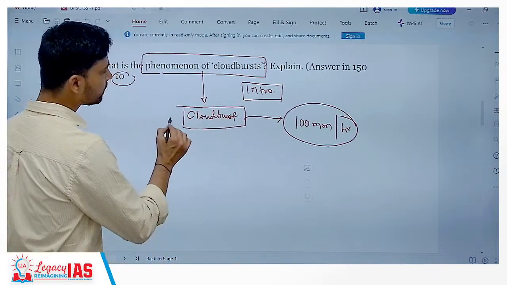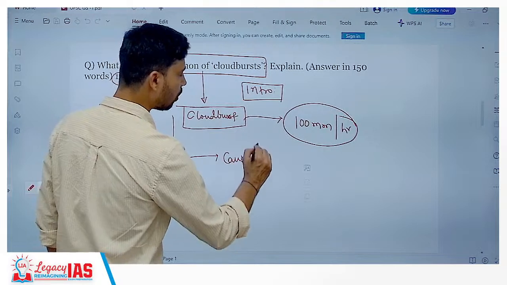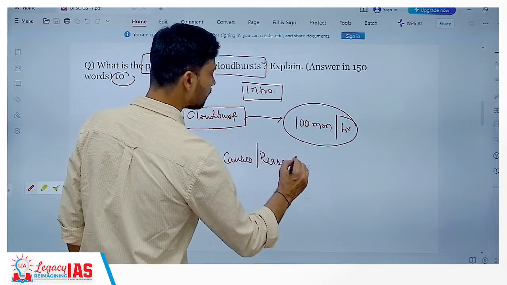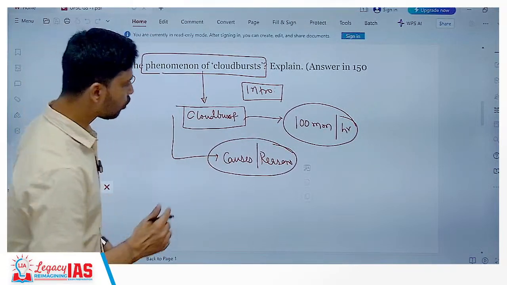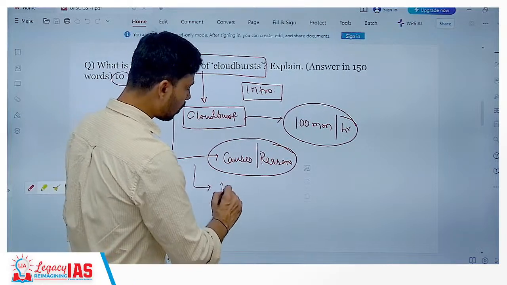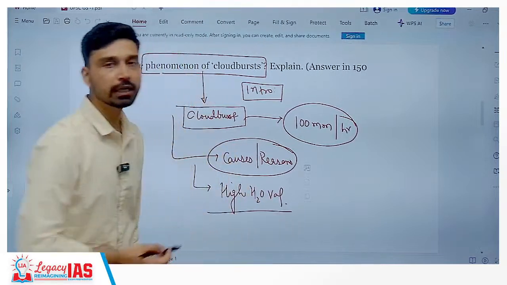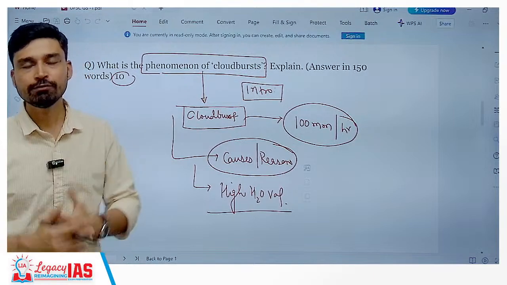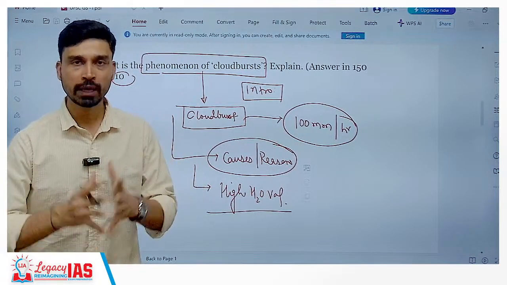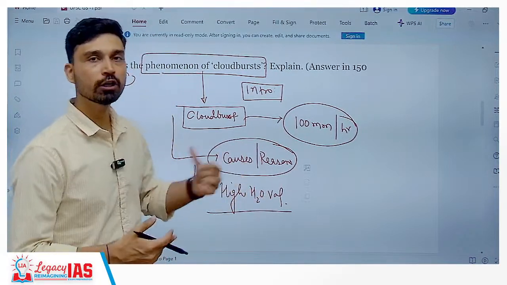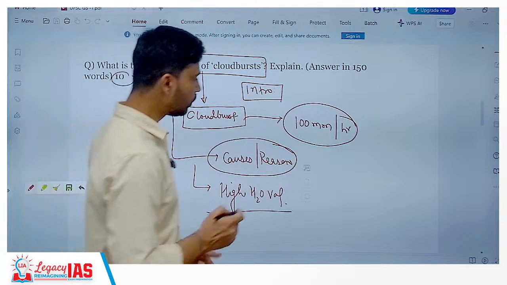And then after you describe cloudburst and talk about the recent example, you can write about the causes or the reasons behind the cloudburst. Here we can enumerate a few important factors. The first, in the context of India, is the high amount of water vapor in the atmosphere, associated with the monsoon season. Especially North India receives monsoon winds from both the Arabian Sea and the Bay of Bengal, and that causes a sudden huge supply of water vapor in the atmosphere that rises at a fast rate, creating a huge dense cloud and cloudburst.